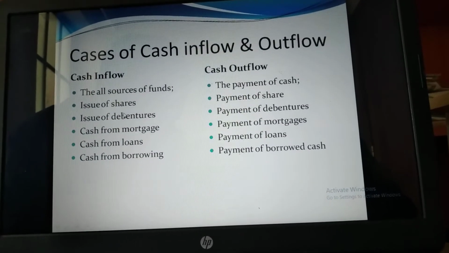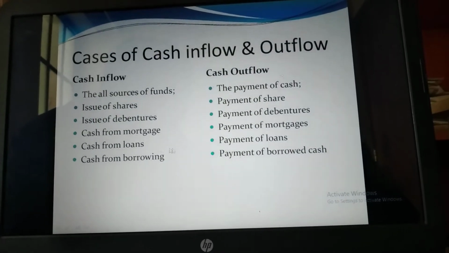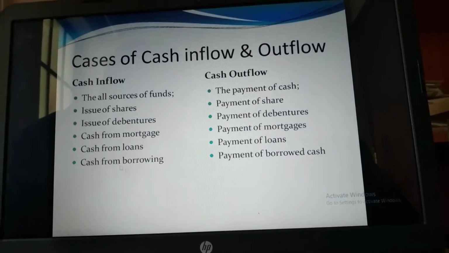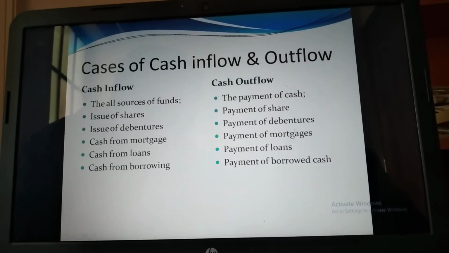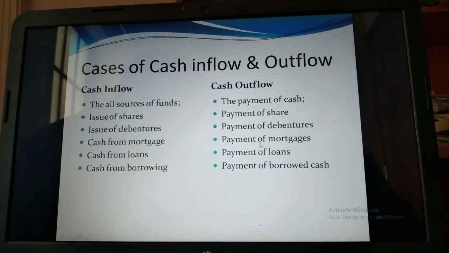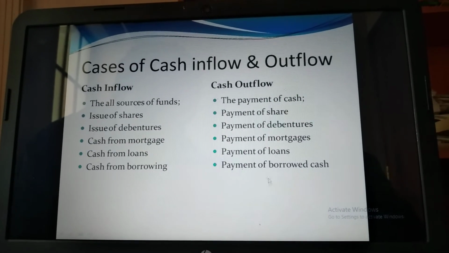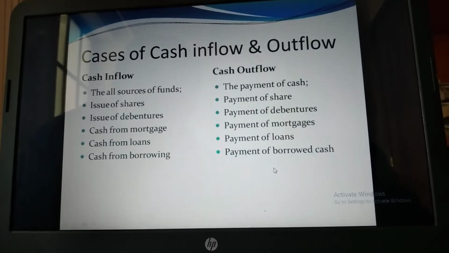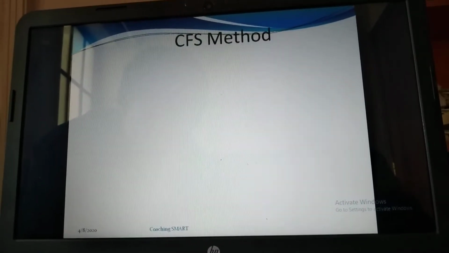The sources of funds: issue of shares, issue of debentures, cash from mortgage, cash from loans, cash from borrowings. In cash outflow, we have the payment of cash, payment of shares, payment of debentures, payment of mortgage, payment of loans, and finally, payment of borrowed cash.